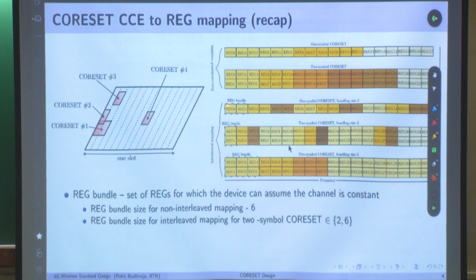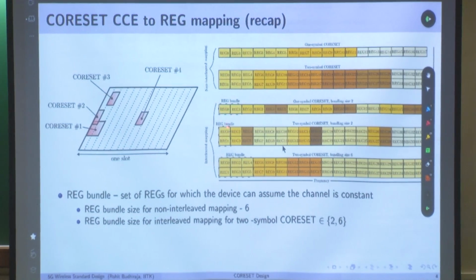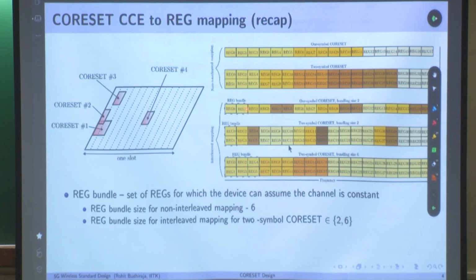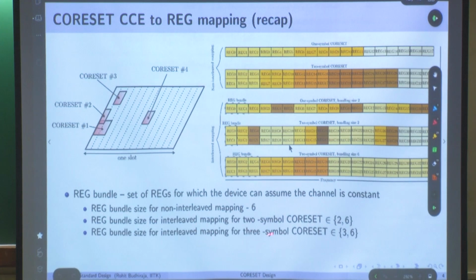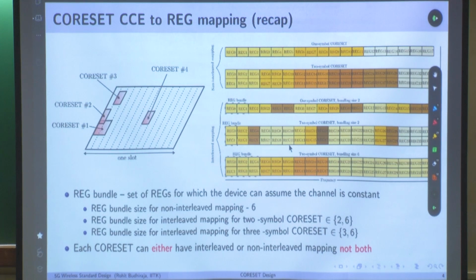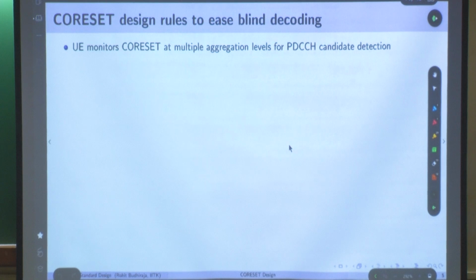We showed 2 for the case even of a 1 symbol CORESET. For a 2 symbol CORESET, it is 2 or 6. And for interleaved mapping of a 3 symbol CORESET, it is either 3 or 6. Finally, what we said was that each CORESET can either have interleaved mapping or non-interleaved mapping, but not both. So, let us continue our discussion from here.